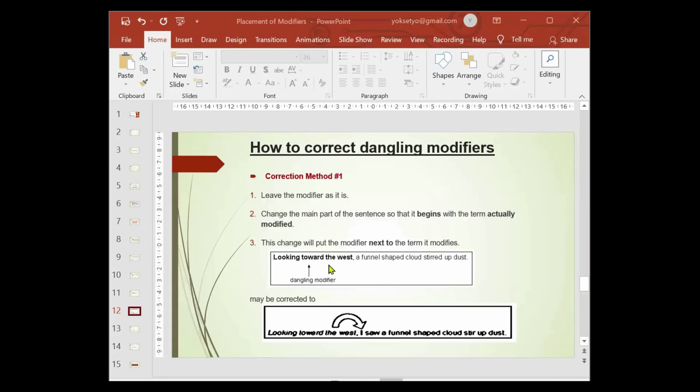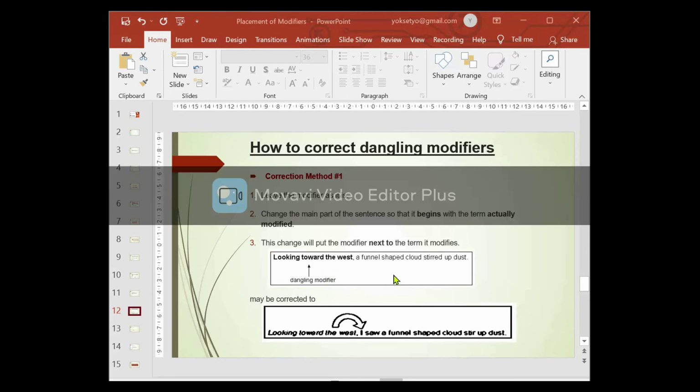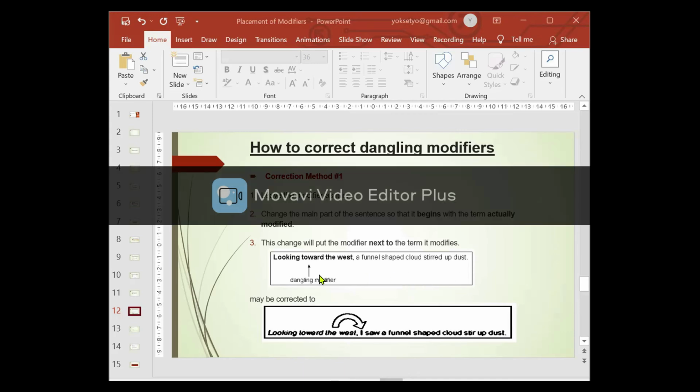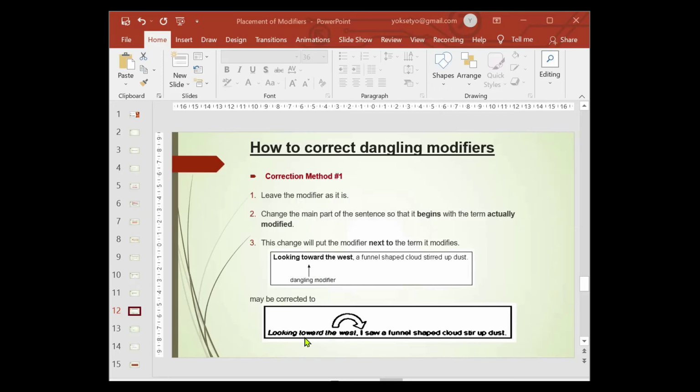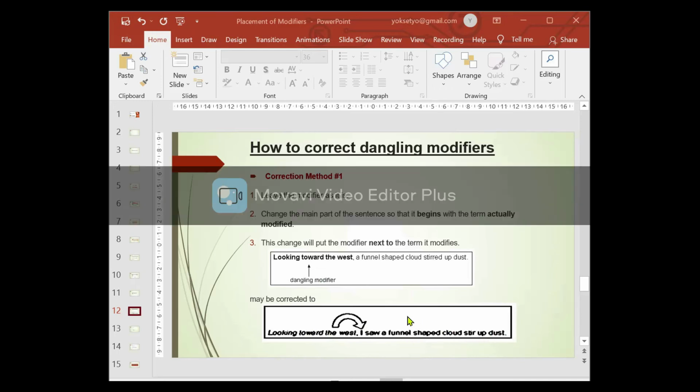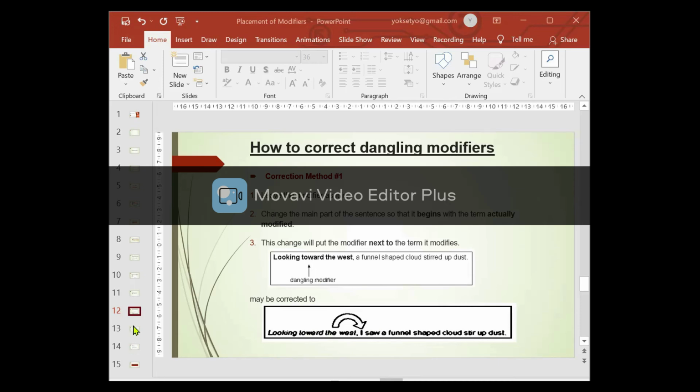You can see the example. Looking toward the west, a funnel-shaped cloud stood up. So that is an example of a dangling modifier. So you can add or change the subject. Looking toward the west, I saw a funnel-shaped cloud stir up. That is the first method.